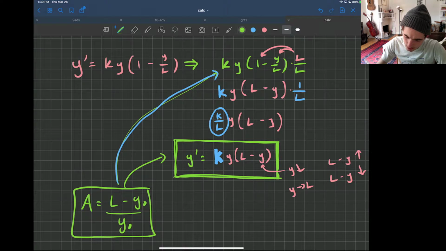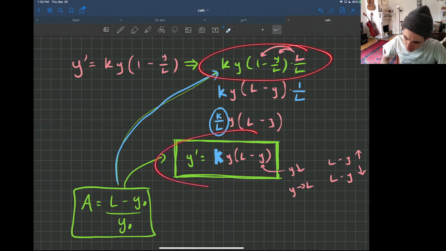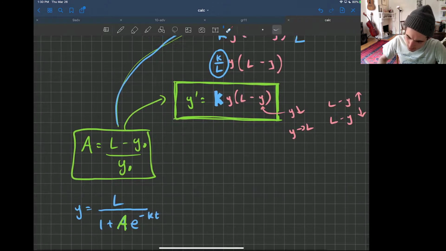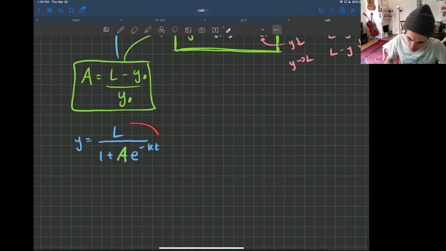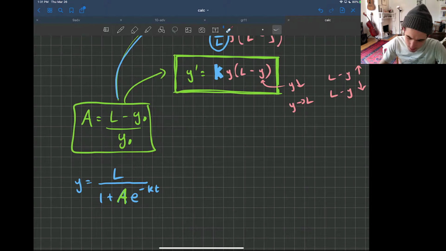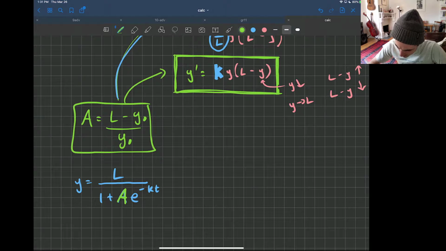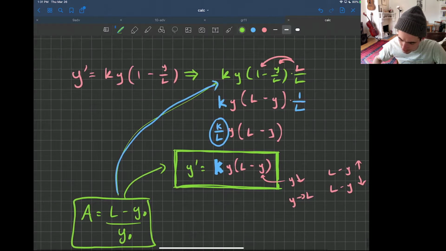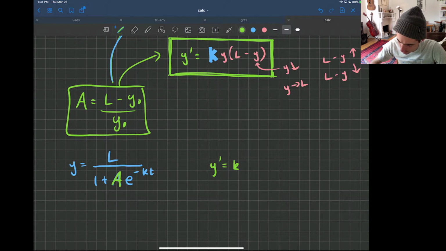Sorry, are you talking about the difference between these two, or the difference between this one and this one? Yeah. Okay, so if you're watching on YouTube, a student just asked what's the difference between these two formulas? So I'll rewrite the one that's up here: k times y times 1 minus y over L. What's the difference between these two formulas?